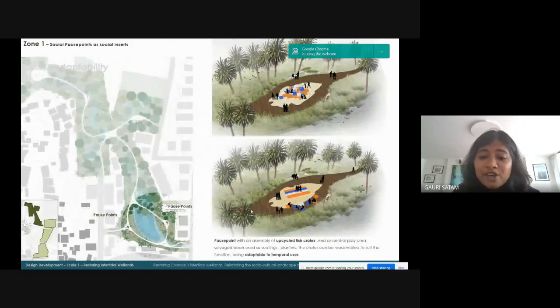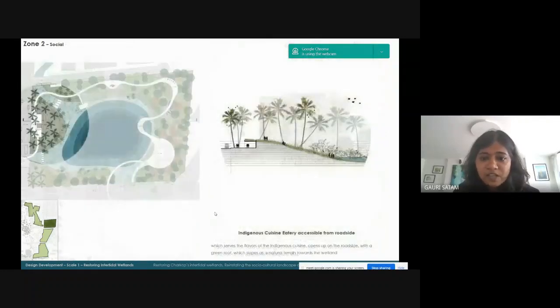Also, the whole idea of adaptability, temporality, and multiplicity has been, taking clues of certain materiality from the landscape of the Koliwada, and then using it to our advantage by creating these pause points in the landscape.